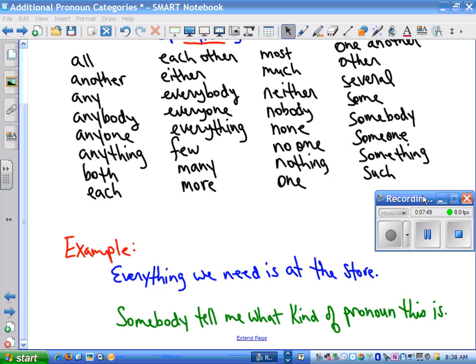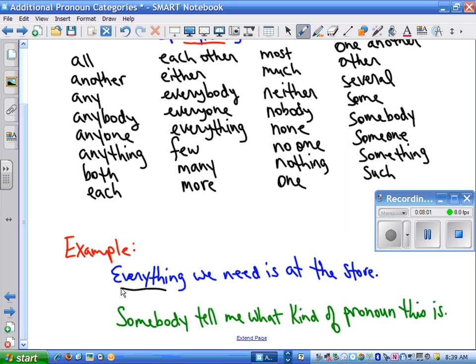All right, so our first example sentence, everything we need is at the store. Clearly, everything is our indefinite pronoun. In our second example sentence, I'm going to read it, and then I want you to identify the indefinite pronoun before I do so for you. So somebody tell me what kind of pronoun this is. Hopefully you saw the indefinite pronoun somebody.